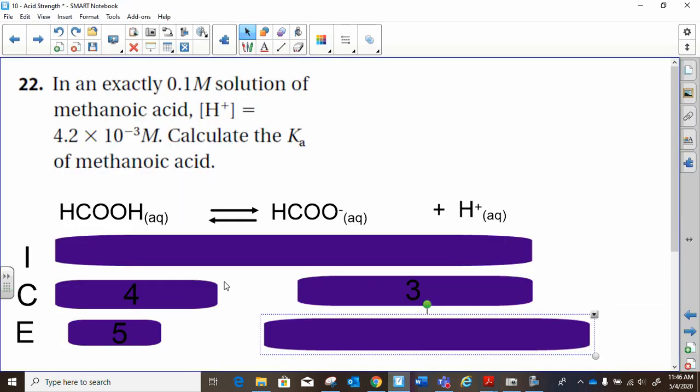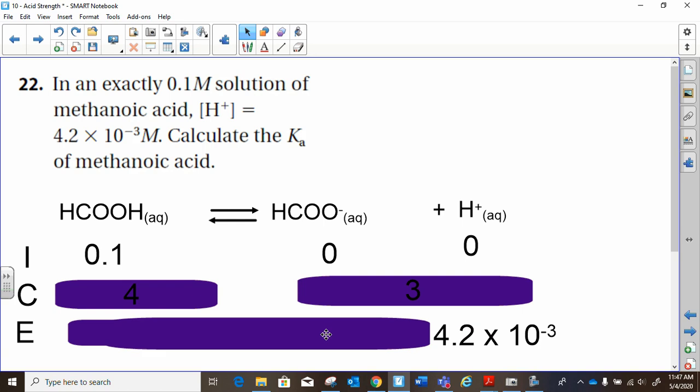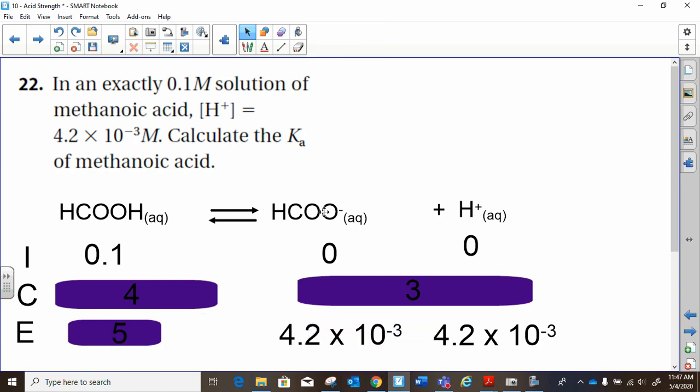Now, I'm starting with a concentration of 0.1 molarity. So there's my 0.1 molarity of methanoic acid. Before it breaks down, there's no ions present. It's just pure methanoic acid. Okay? But they tell us it breaks down and gives a concentration of H plus of 4.2 times 10 to the negative 3. So my H plus is 4.2 times 10 to the negative 3. Because it's a one-to-one relationship, I also therefore know my methanoate ion is 4.2 times 10 to the negative 3.